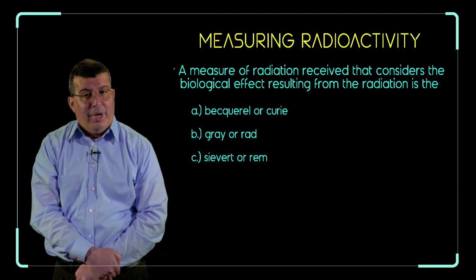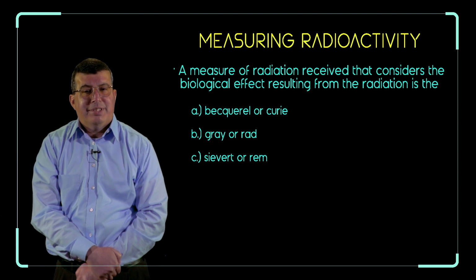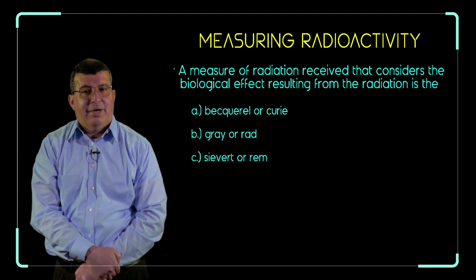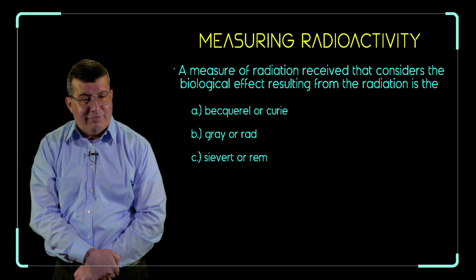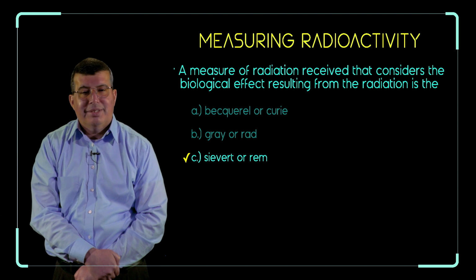Now, both the gray and the sievert are units of dose, of radiation dose received, but the sievert is the one that takes into account the biological effect of the radiation. So the correct answer here is, a measure of radiation received that considers the biological effect resulting from the radiation is the C, sievert or rem.